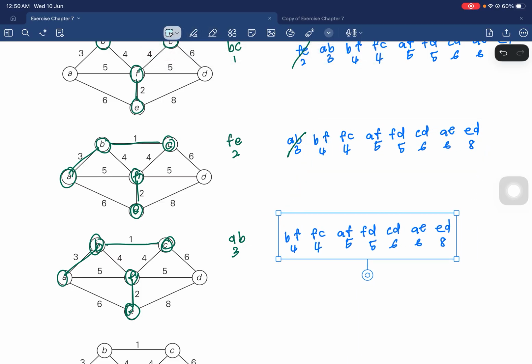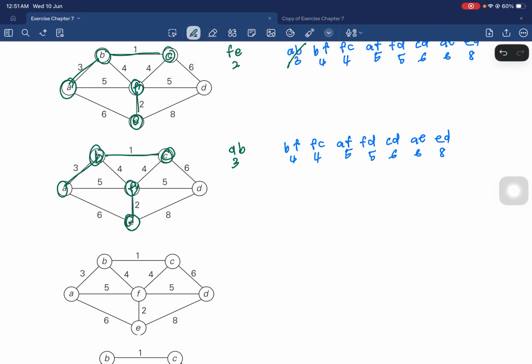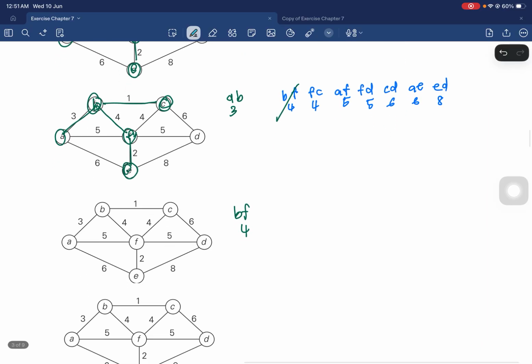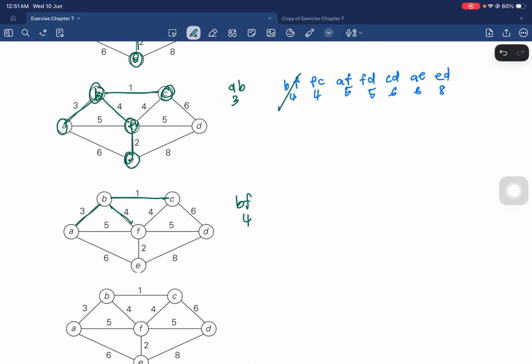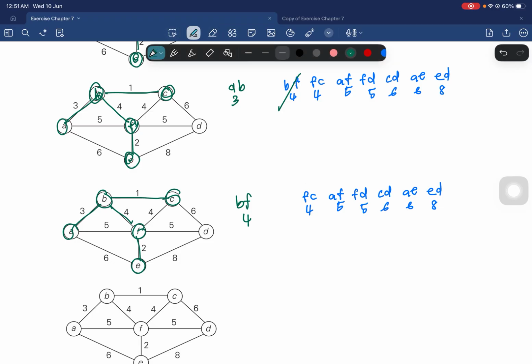next we will have BF. Okay, so we take BF here. So we have this, and this. Next we have FC. But when we take FC, this will not be a 3 anymore. So we just skip FC, and we move to AF.